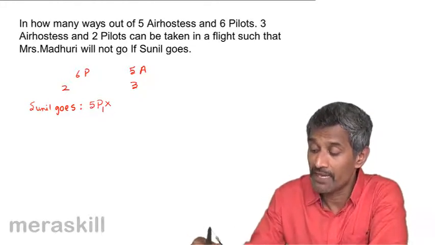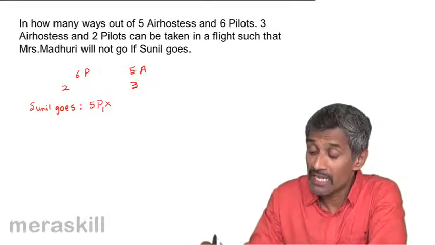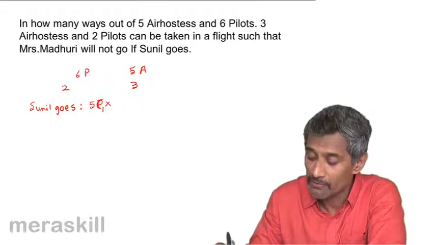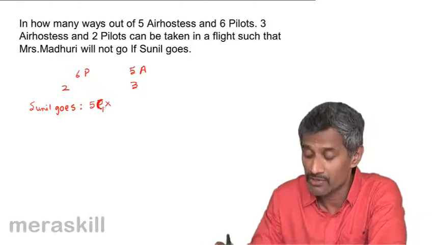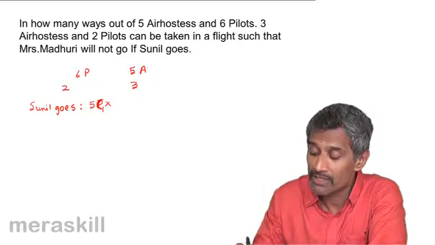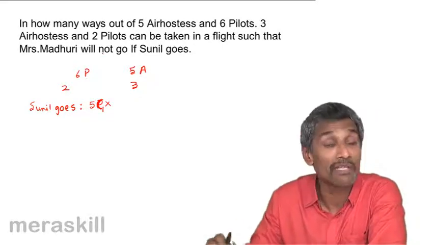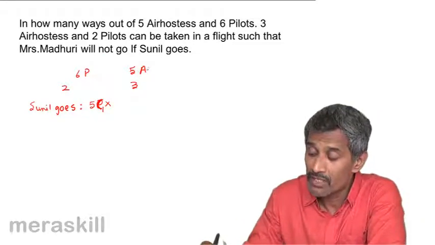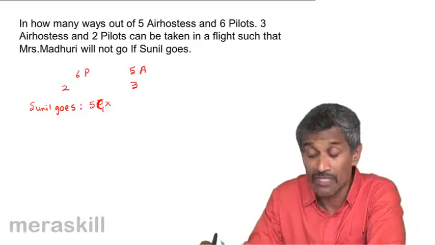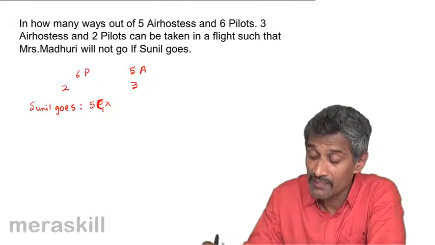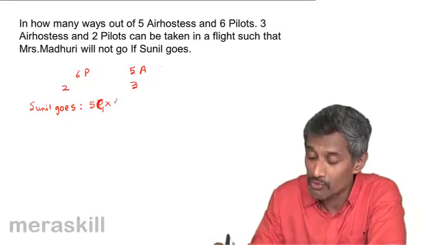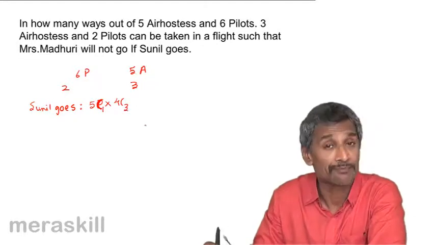So there are 5 air hostesses. Now the 3 will have to be chosen, it's a selection. Now, coming back to the air hostesses, it is told that if Sunil goes, Mrs. Madhuri will not go. So Mrs. Madhuri is out of these 5, but 3 have to be chosen in any case. So the case is when you have 5 air hostesses, out of which 1 is definitely not going. So it's going to be 4C3.